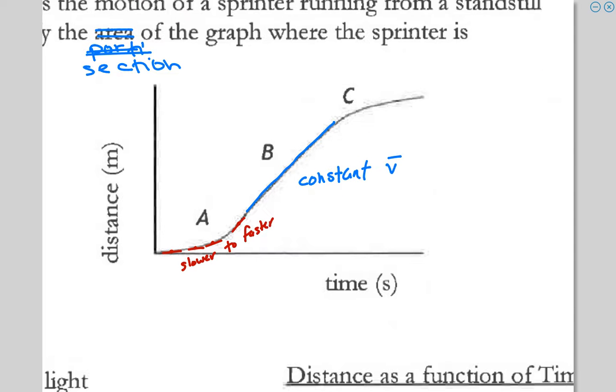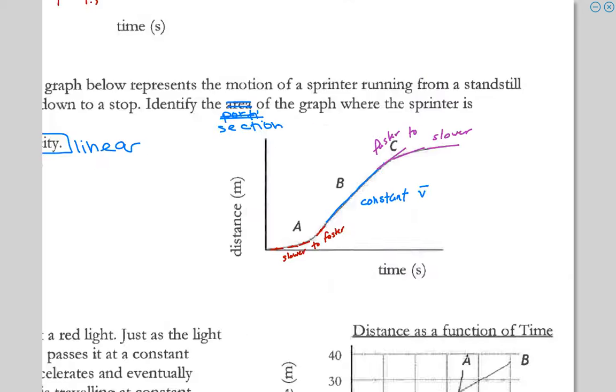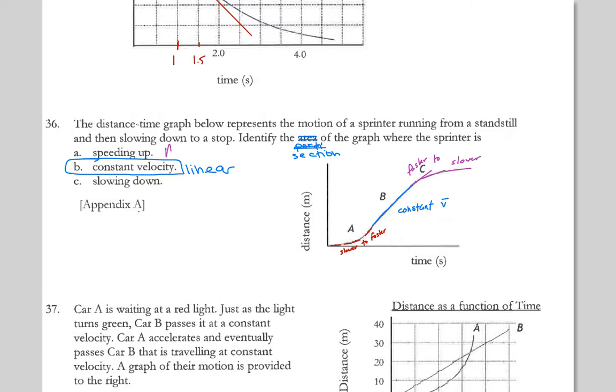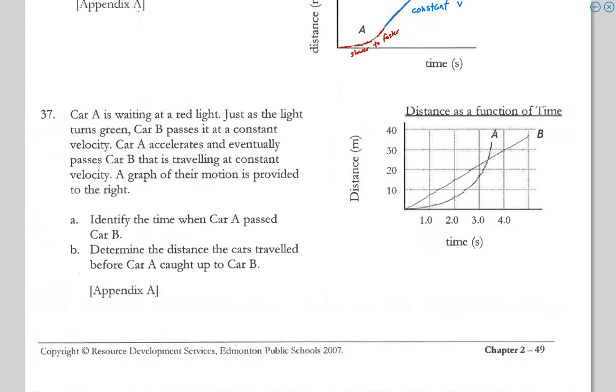And then what's happening over at C? Steep, less steep, less steep. So it's going faster to slower here. Okay, so for curved position time graphs, you need to analyze slopes of tangents, okay? So speeding up would be A, slowing down would be C. 37's in your appendix. This one's actually pretty easy, so I'll leave this one for you guys as an exercise, okay?